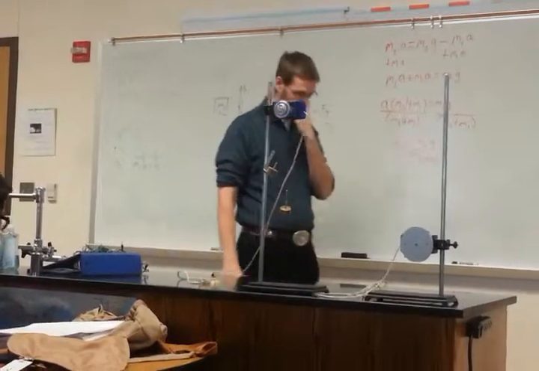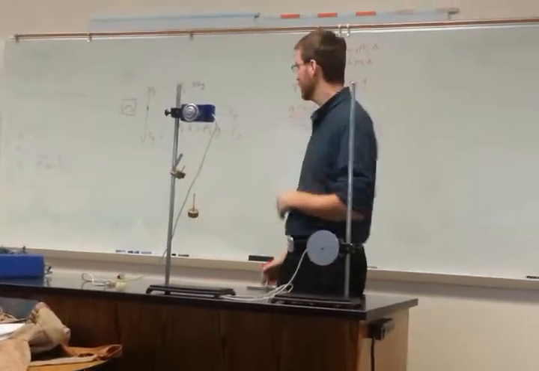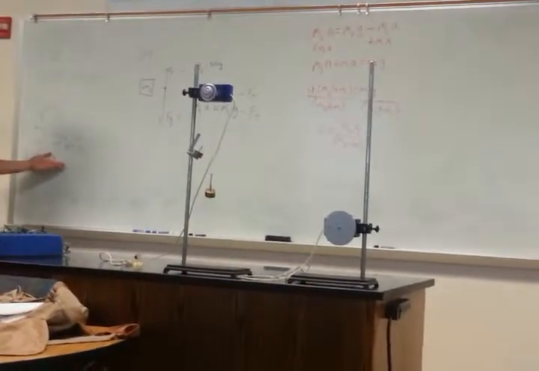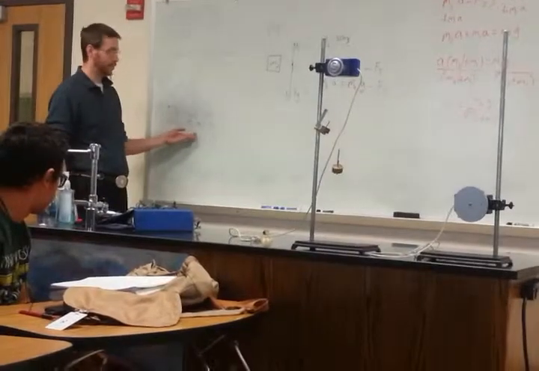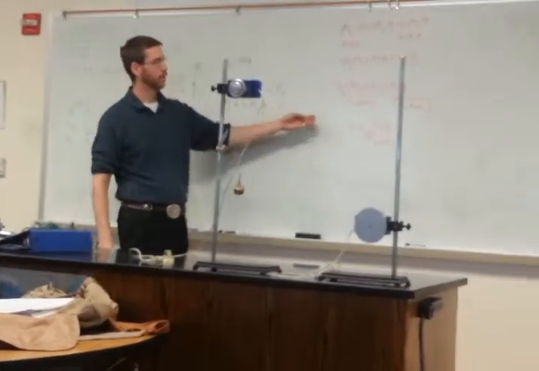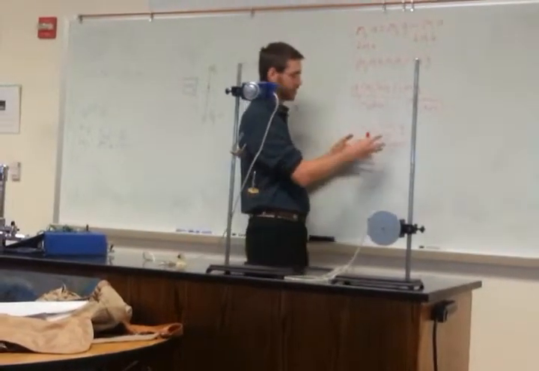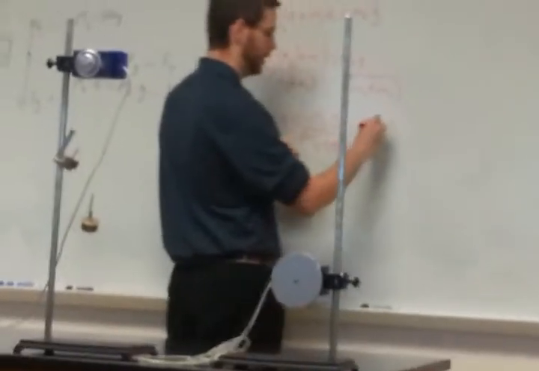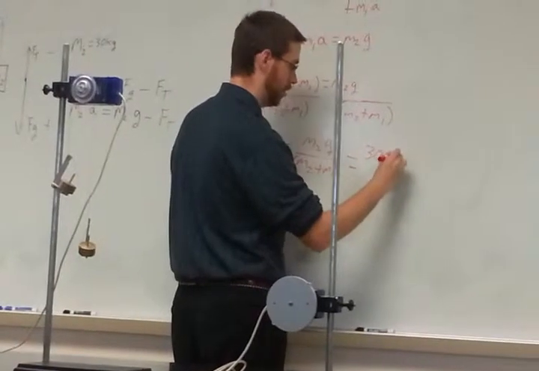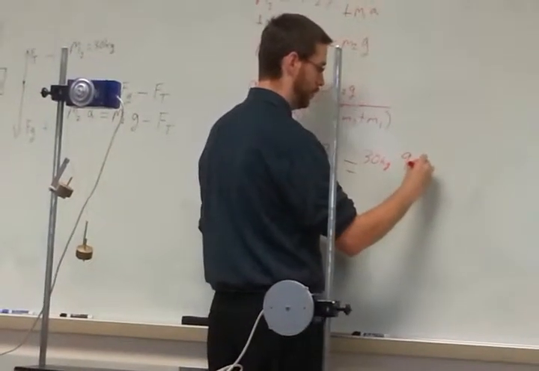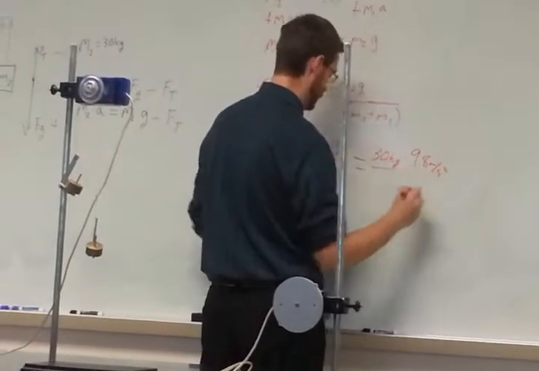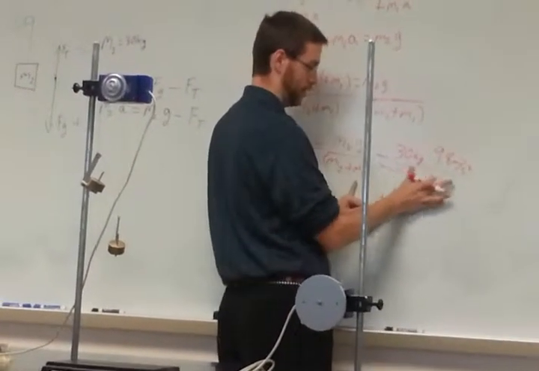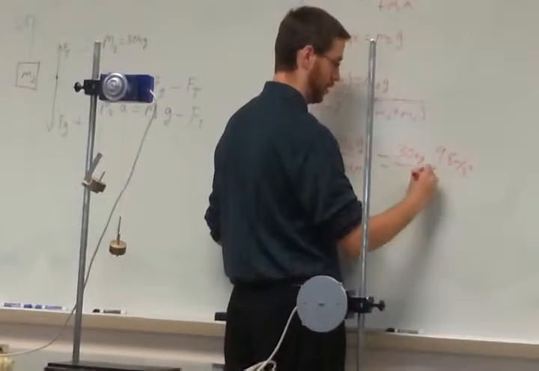As a matter of fact, most of the time it's helpful to solve without numbers, because even if I had plugged in numbers over here, I can't really do anything with this number. I can plug in 10, but I'm going to be dragging 10 along for a while. But now that I get to this point, I can plug in my numbers. What's M2? 30. What's g? 9.8 meters per second squared. What's M1? 10. What's 30 plus 10? 40.